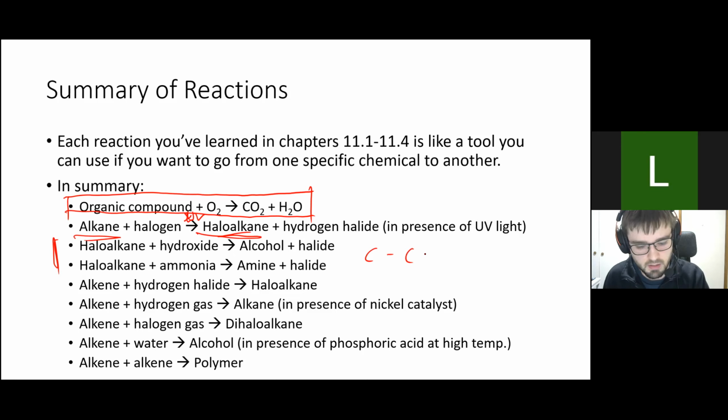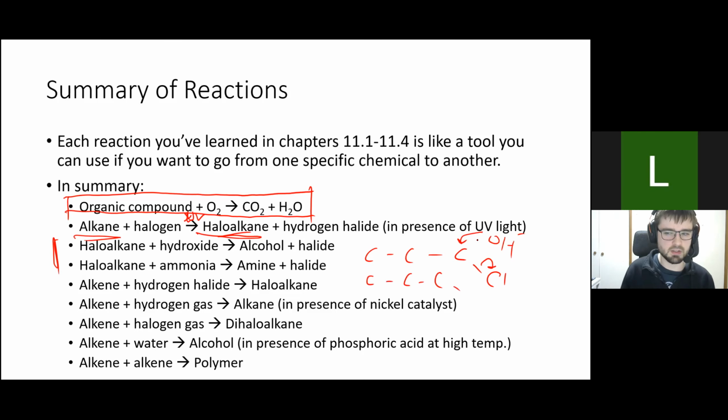So we're taking, say, chloropropane here, and basically if we add hydroxide, the hydroxide will come in and bump the chloride off, and it'll just replace it. So in our alkane substitution, we were replacing a hydrogen with a halide. Here we're replacing a halide with a hydroxide or an ammonia. So this is how we get an alcohol.